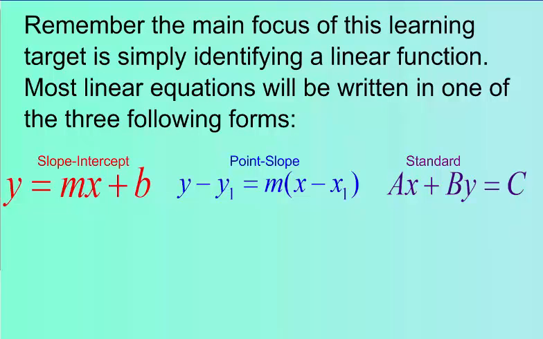Remember, the main focus of this learning target is simply identifying a linear function. Most linear functions will be written in one of these following three forms. And you'll learn more about these as the unit goes on. We'll be using all three of these to learn more about linear functions. But on the far left in the red is slope-intercept form. That's the one that most of you are pretty familiar with based on your learning in 7th and 8th grade. The one in the middle, point-slope form, is another form that we will learn about. And then on the far right is standard form.